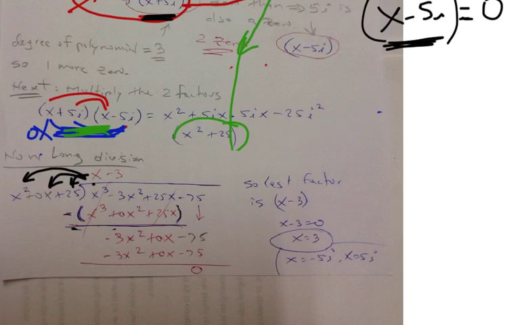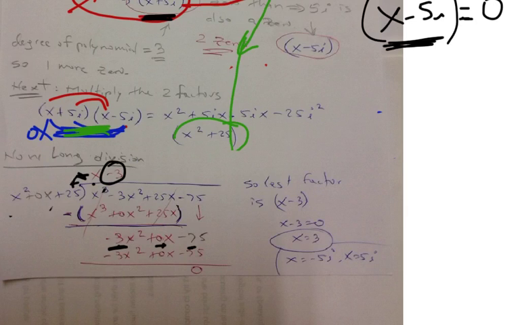Okay, x cubed minus x cubed, they cancel out. Negative 3x squared minus 0x is negative 3x squared. 25x minus 25x is 0x. Once that happens, you bring down your next term, which is negative 75. Now I have negative 3x squared plus 0x minus 75 divided by this. I take the first term, negative 3x squared divided by x squared, and I get negative 3.